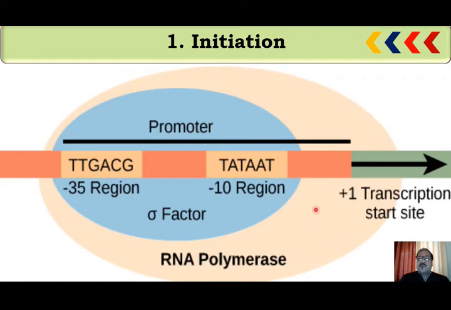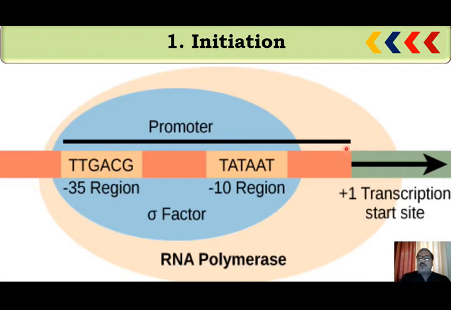This region, that is TTGACG, we call this region the recognition sequence. And at the -10 region, there is another sequence. It is the TATAAT region. Now, this region we call the Pribnow box. Now, these sequences are upstream to the site from which the transcription begins.